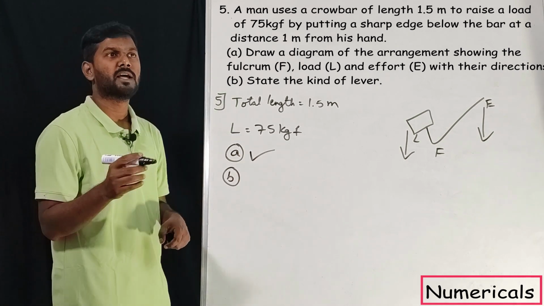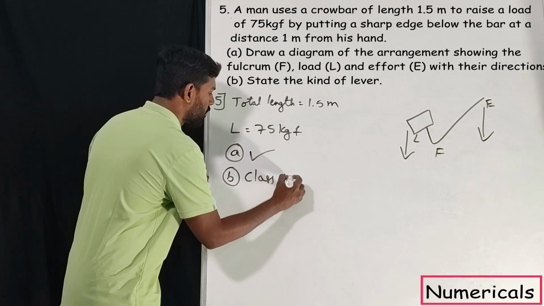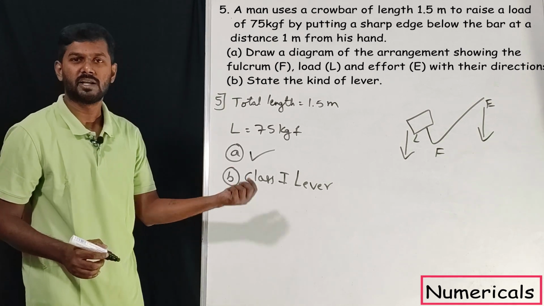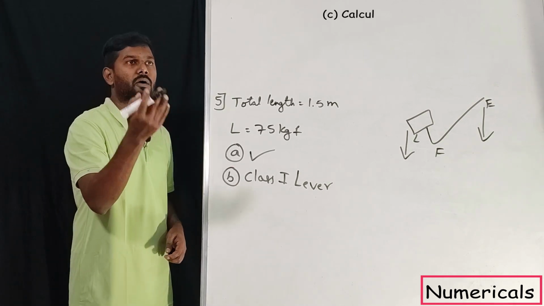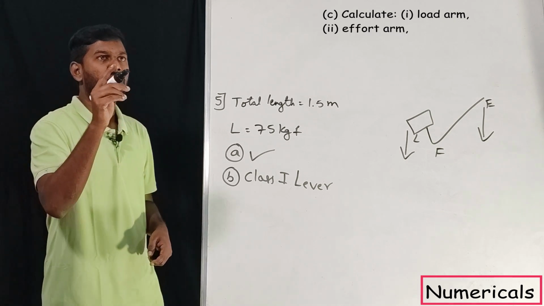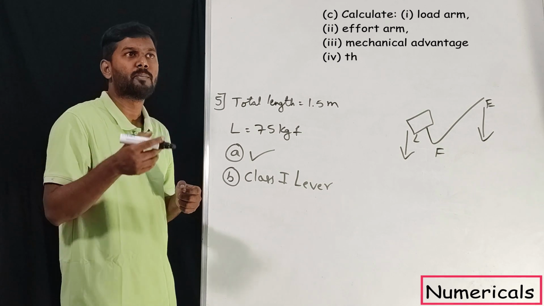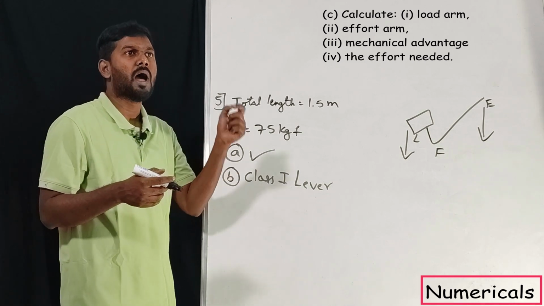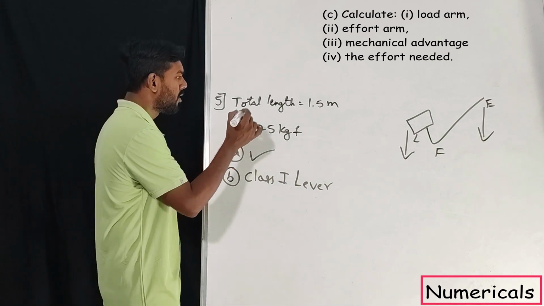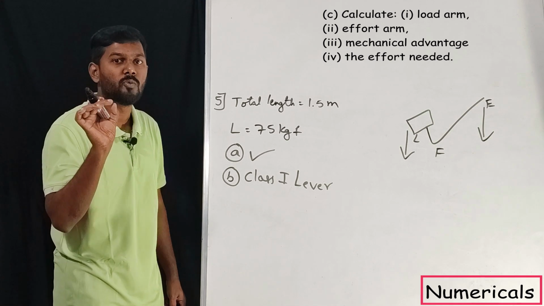B, state the class of lever. Class 1 lever. See, if the fulcrum is at the center, it is a class 1 lever. Next, we have to calculate load arm, effort arm and mechanical advantage. There is one more data given: 75 kgf, by putting a sharp edge below the bar at a distance of 1 meter from his hand. See, two values are given. Total length is 1.5 and one more value is given, that is 1 meter.